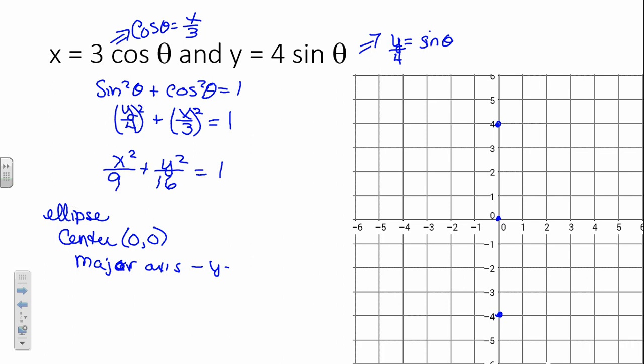0, 4 and 0, negative 4. Okay, and our endpoints of our minor axis are 3, 0, and negative 3, 0. And then we would go ahead and draw our ellipse. So you may have to do some creative things when you see things with thetas, right? All right. Questions on this one?